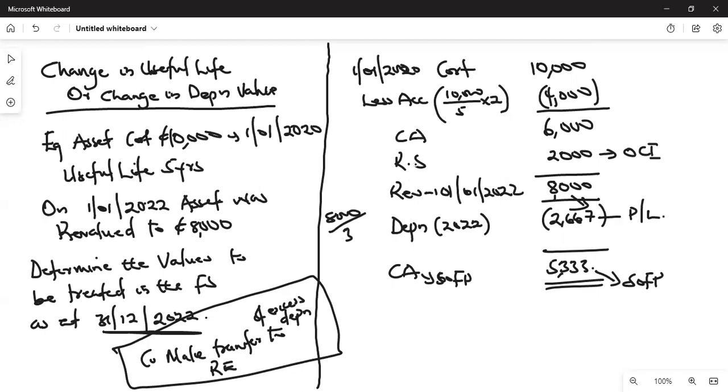Please, without the revaluation happening, what was the depreciation per year? 2,000, true or false?